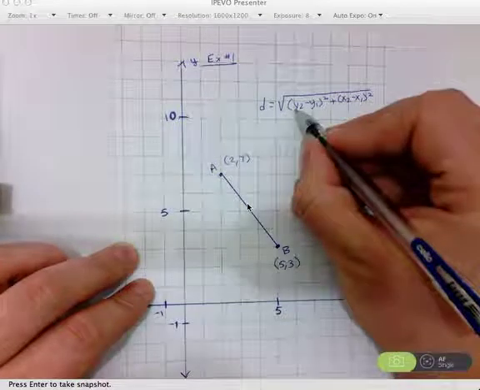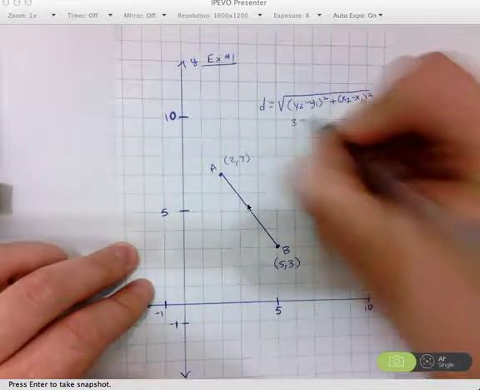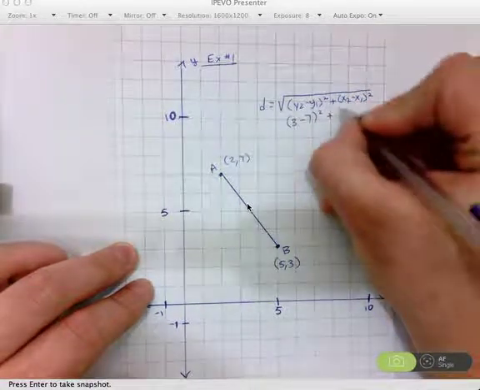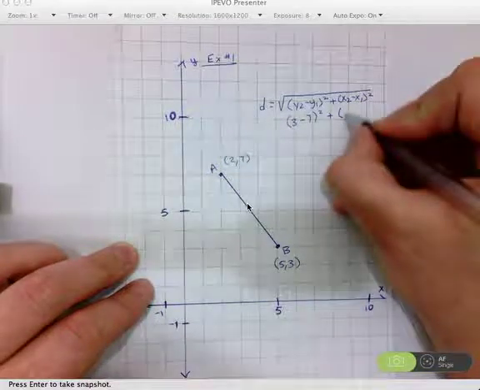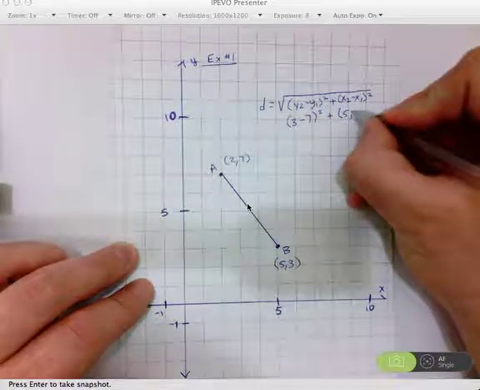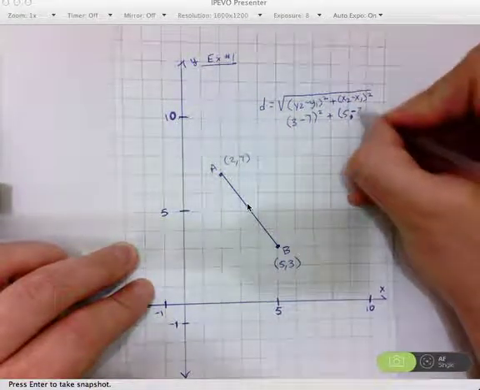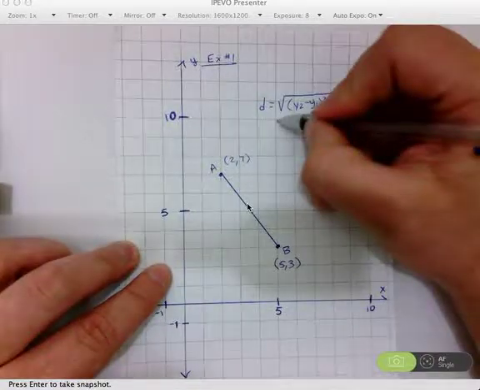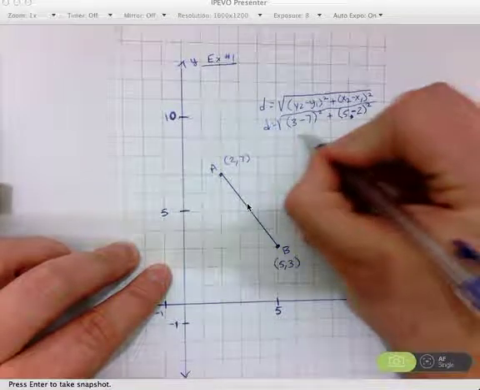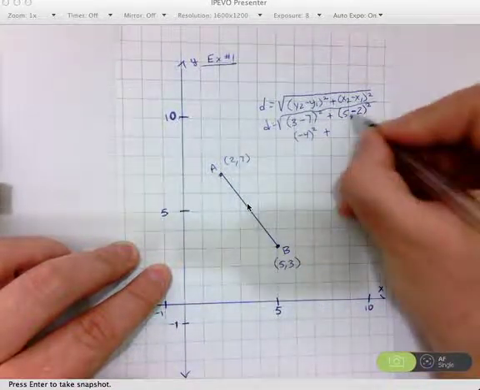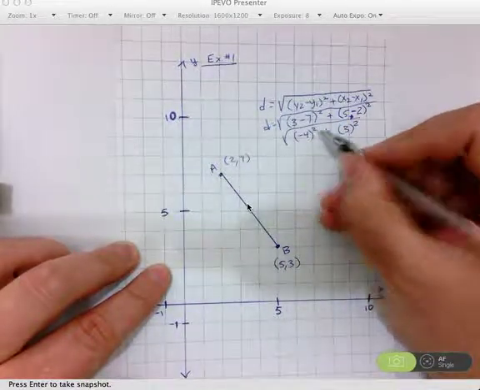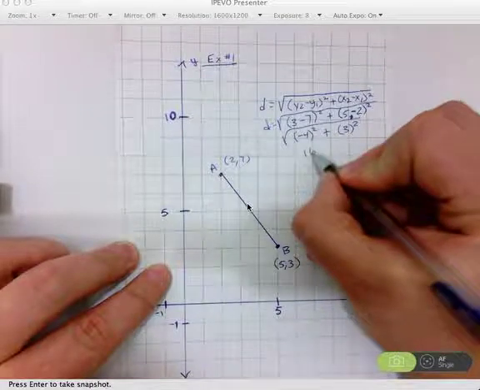So y2 is 3 minus y1, which is 7. x2 is 5 minus, sorry, that's a minus there, sorry about that, x1 is 2. Okay, so as we continue on here to show our work, 3 minus 7 is going to be negative 4 squared. 5 minus 2 is 3 squared. We're still going to have the square root of these. Negative 4 squared is 16.